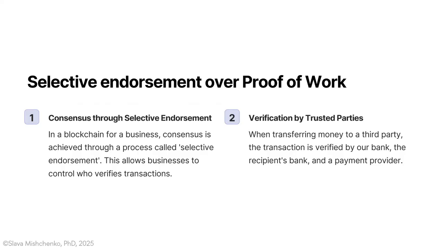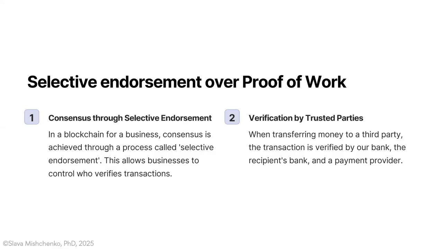You can think about when you transfer money to a third party, your transaction is verified by your bank and also the recipient's bank and possibly a payment provider. And this is selective endorsement in action. And what I find particularly fascinating about this approach is how it differs from Bitcoin's proof of work system.